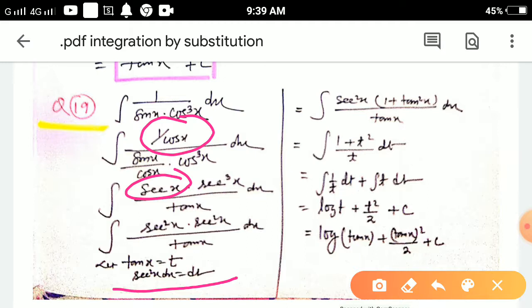We know that the integration of 1 by x dx is equal to log x base e. Therefore, the integration of 1 upon t dt is equal to log t, plus integration of t dt is equal to t square by 2, plus c is the integration constant. Now putting the value of t, the answer will be log tan x plus tan square x by 2 plus c. Thank you. Now next step.